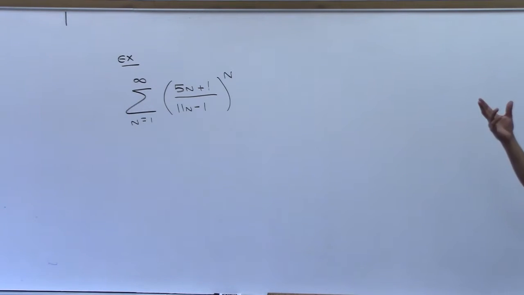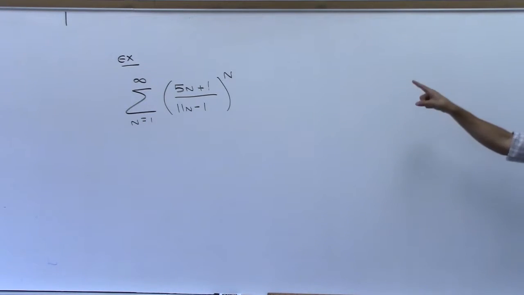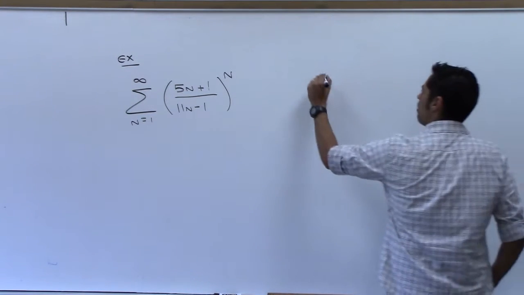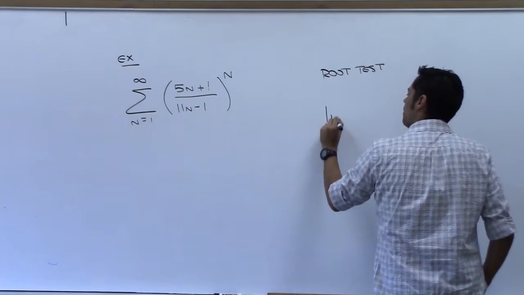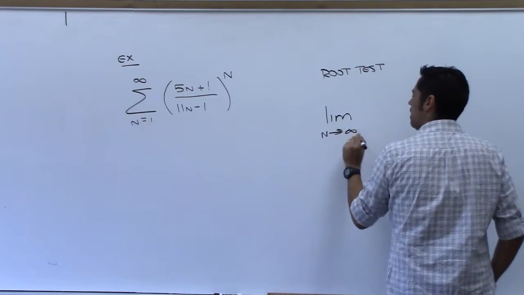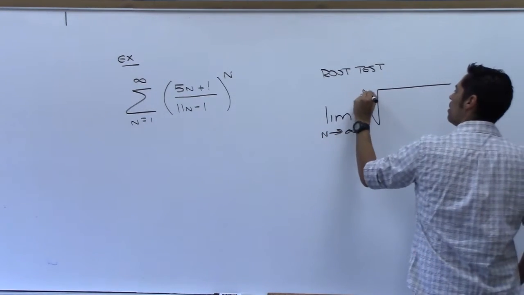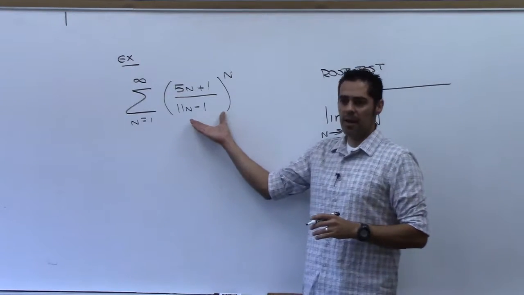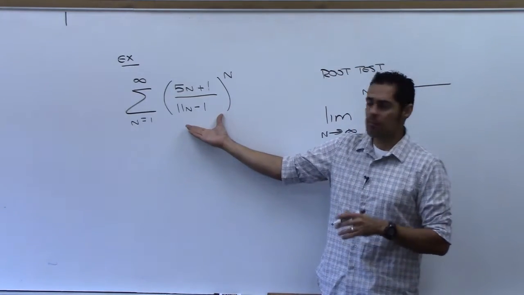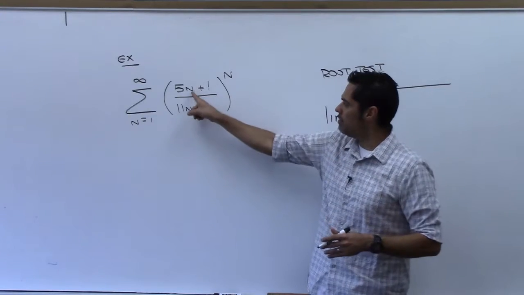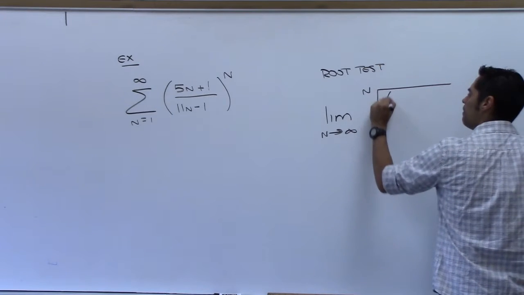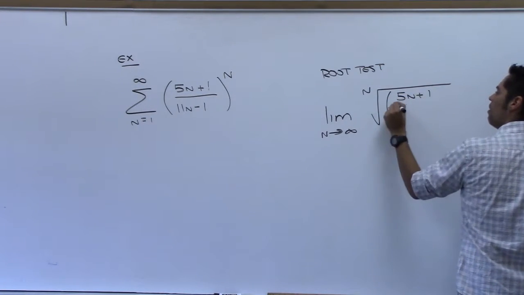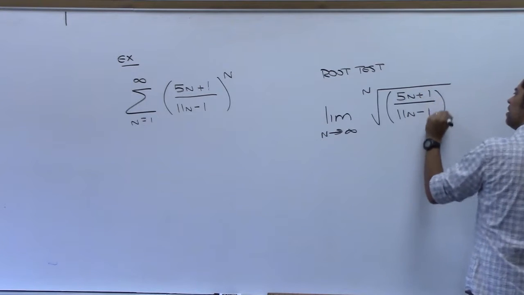We say, oh, wait a minute, though. The root test says that if we have an nth power, we should use the root test, right? This is an nth power. So what I'm going to do is apply the root test. I'm going to take the limit as n goes to infinity of the nth root of the absolute value of this. Now, this is always positive, isn't it? Yes. So I don't need to take the absolute value, right? Positive number, raised to the power, still positive. So I'm going (5n plus 1) over (11n minus 1) to the nth power.